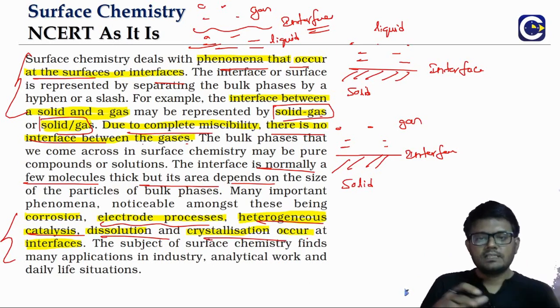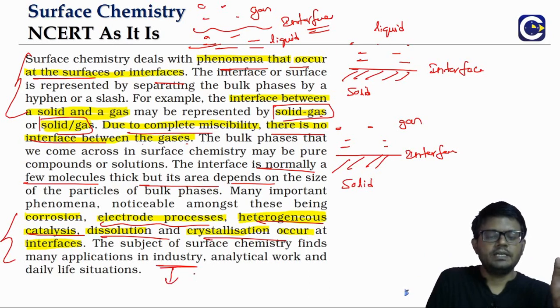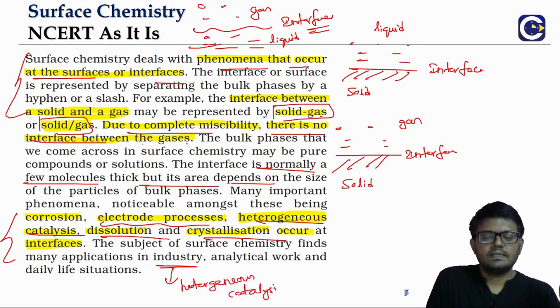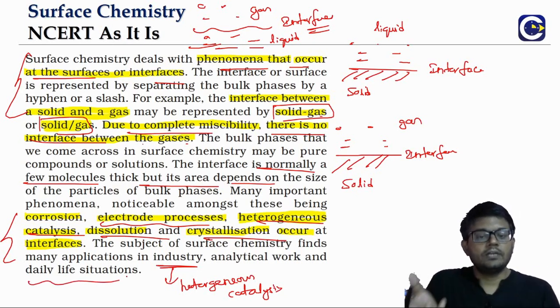And we will find applications of surface chemistry in industry. One of the very important applications of surface chemistry is heterogeneous catalysis. And we will see the applications of surface chemistry phenomena in day-to-day life also. We will see all those examples as we go into the discussion.